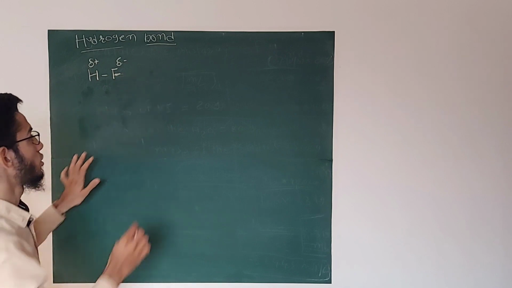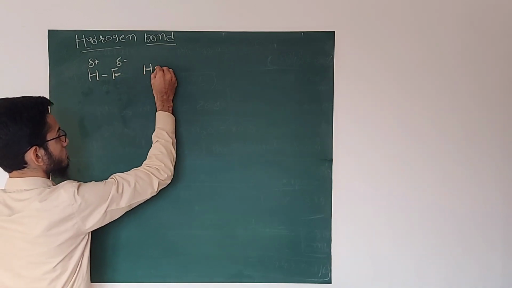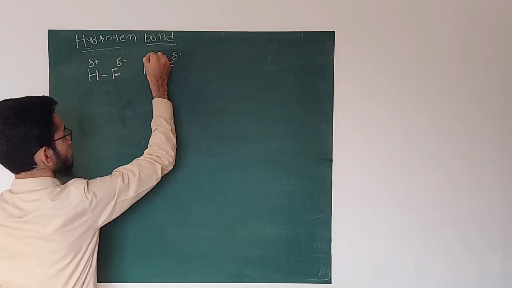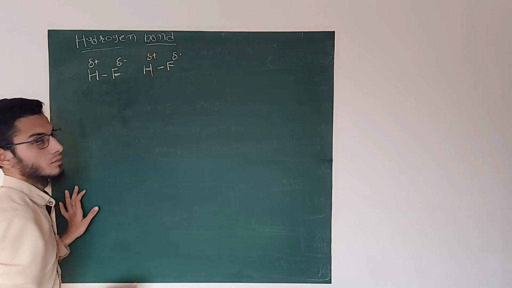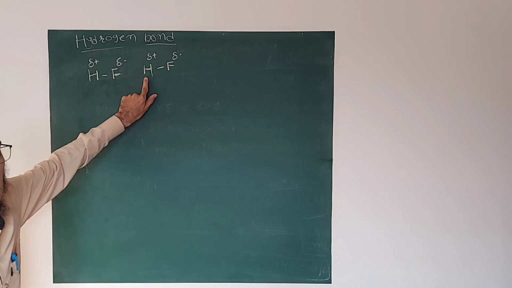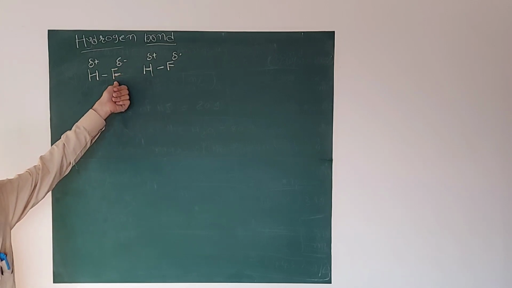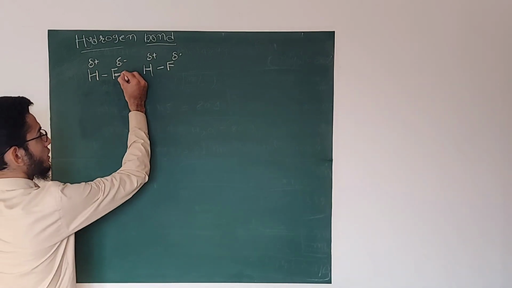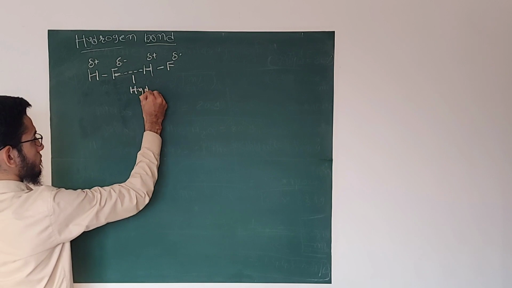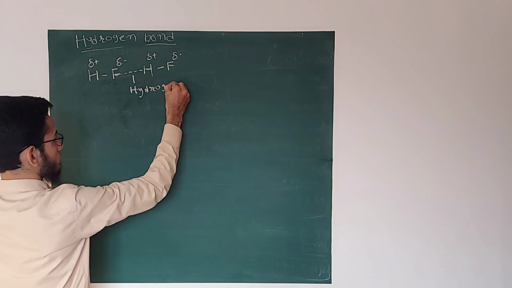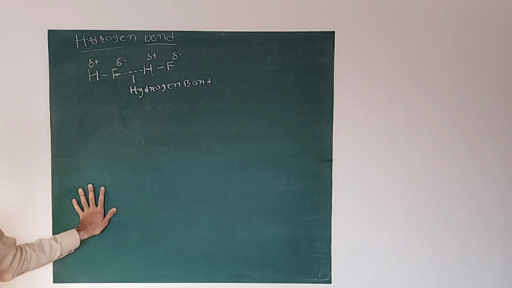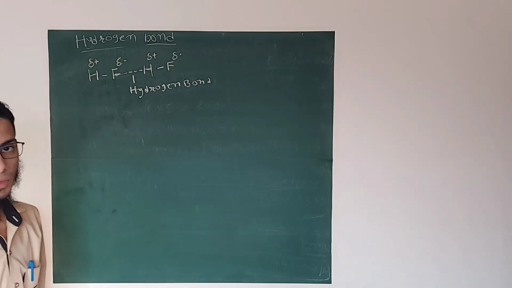Similarly, in the other molecule, like this. Okay, so you can see here that the hydrogen atom of one molecule combines with the electronegative atom of another molecule. So there will be an intermolecular force known as hydrogen bond. Okay, so this is the definition.